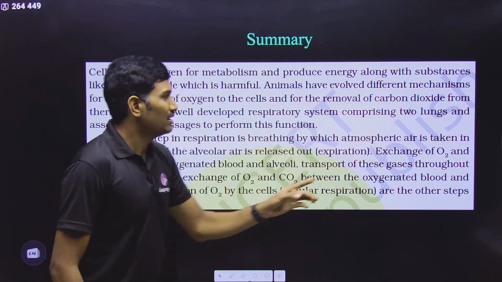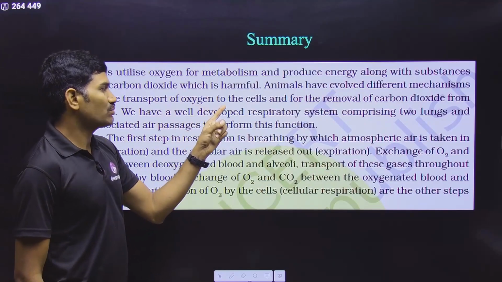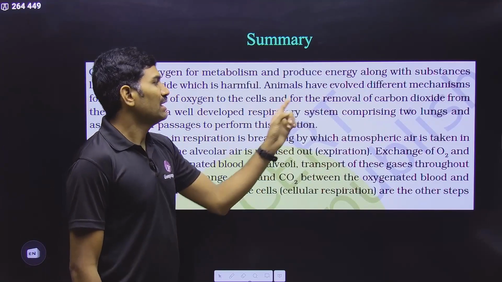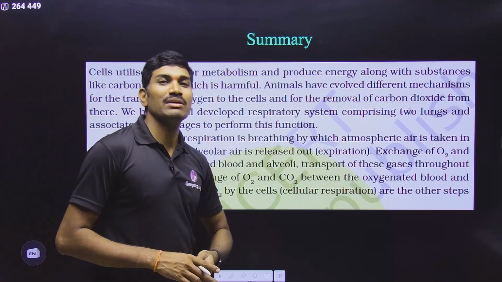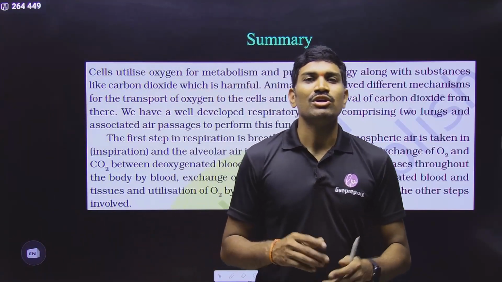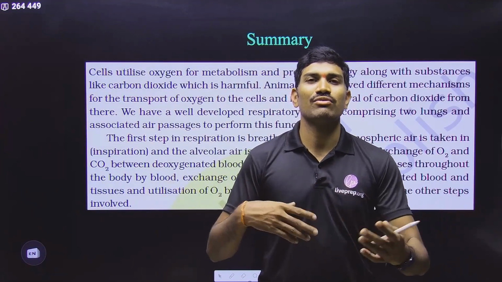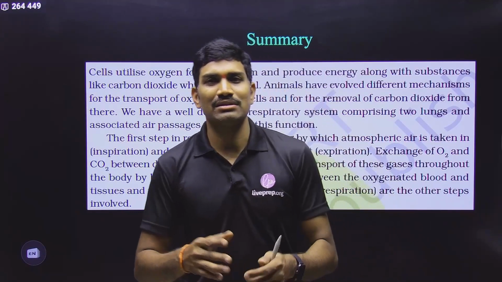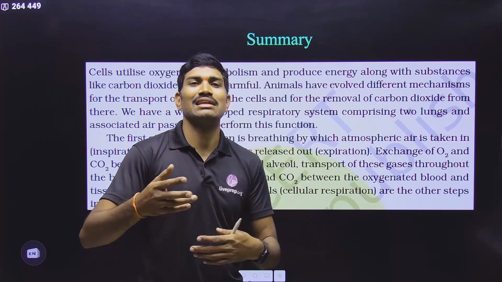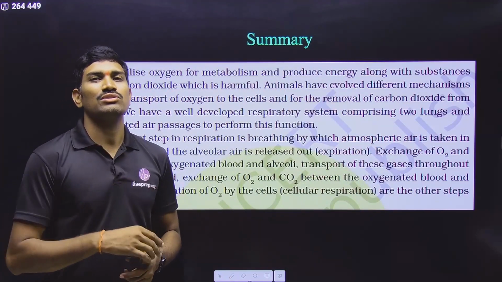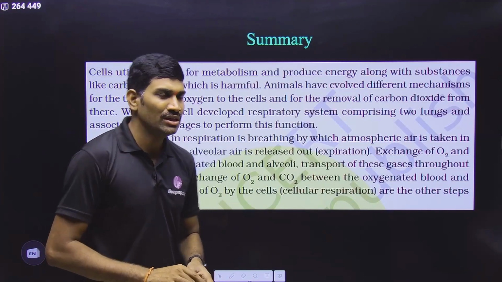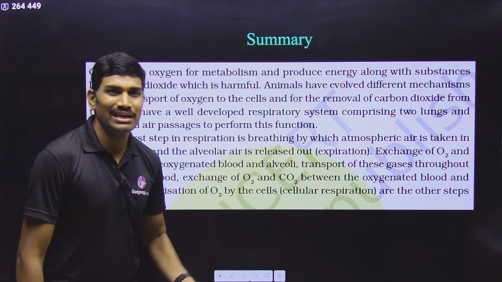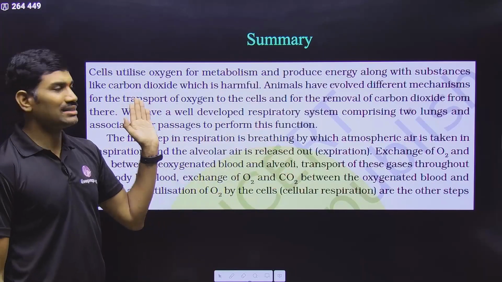Animals have evolved different mechanisms for the transport of oxygen to the cells and for the removal of carbon dioxide from there. Already in the first introductory lecture we studied different types of mechanisms. Some are directly exchanging the gases at the level of body surface. Some are using moist cuticles, some are using gills, some are using lungs. Likewise we studied, and in the case of insects we studied the tracheal tubes. All these examples they are saying here.